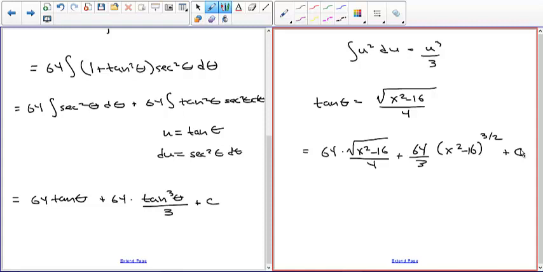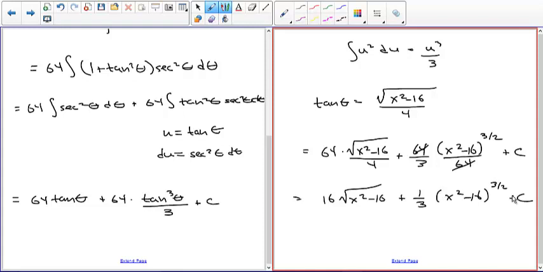So when I cubed the top, the cube of a square root is to the 3/2 power, so I'm missing 4 cubed in the denominator. So this would be 64, which means those would cancel out. And so 64 divided by 4 is, what is it, 16? Yeah. So that becomes 16 times the square root of x squared minus 16 plus 1/3 times x squared minus 16 to the 3/2 power plus c.